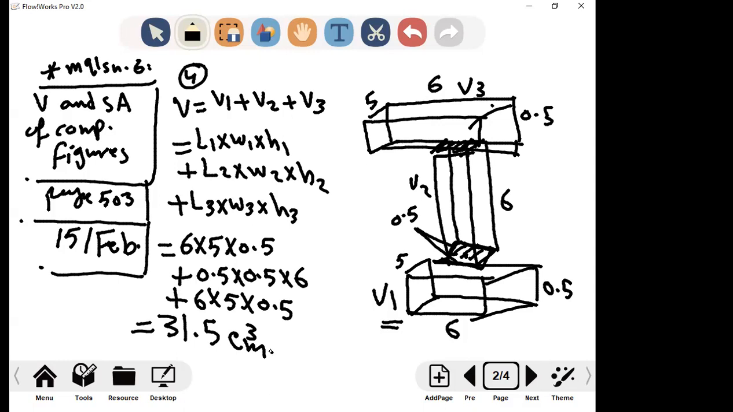This is question 4. Check your answers and copy the steps, please. Any questions about it?